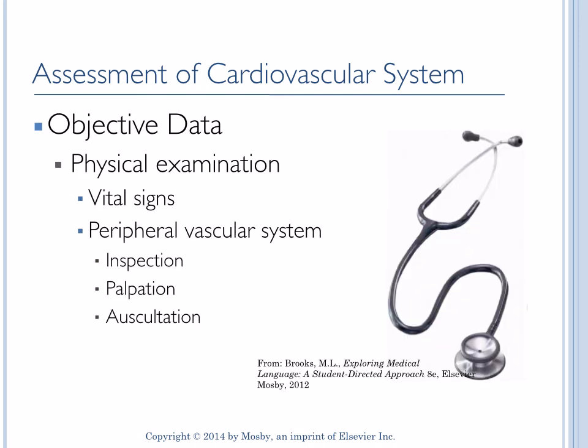So, objective data is something which you can verify. So we can verify this data by physical examination. We will do vital signs. We will inspect the peripheral vascular system through inspection, palpation, and auscultation. We will inspect the skin for color, hair distribution, and the venous pattern. And we will inspect the skin for any edema.